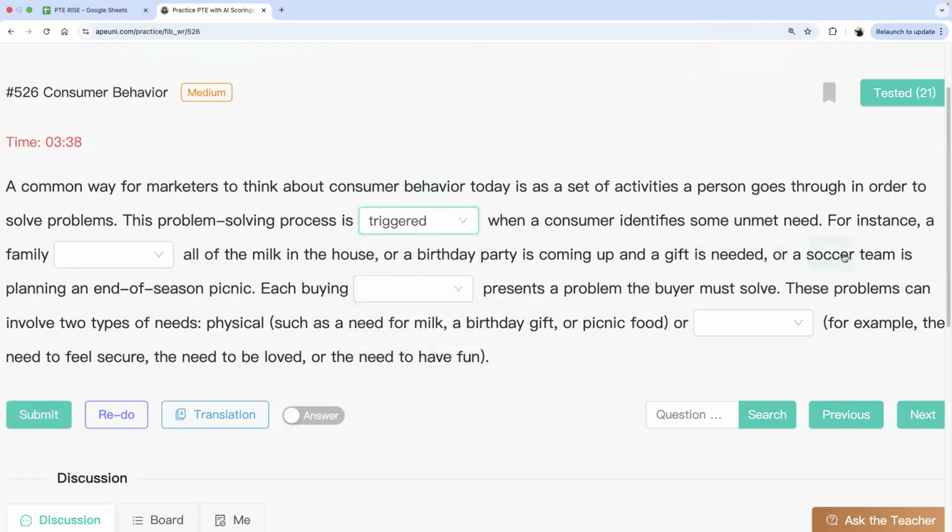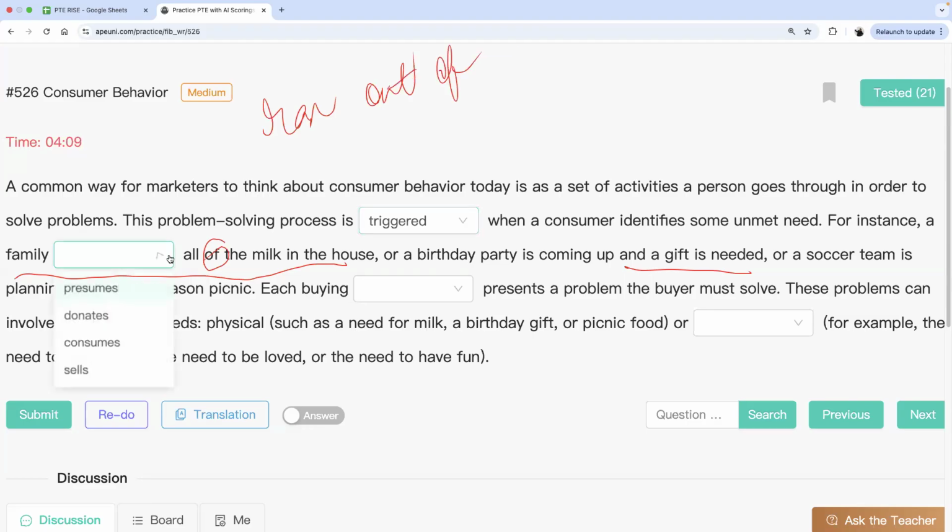Then, for instance, a family dash of all the milk in the house, or a birthday party is coming up and a gift is needed. Okay. A family dash all of the milk in the house. So what happens? The milk is finished. That should be a problem, right? So normally we say ran out of. I ran out of milk. Let's see if they've given that option. Okay, simple. Consumes. That was much easier. So consumes. That means they drank all the milk.